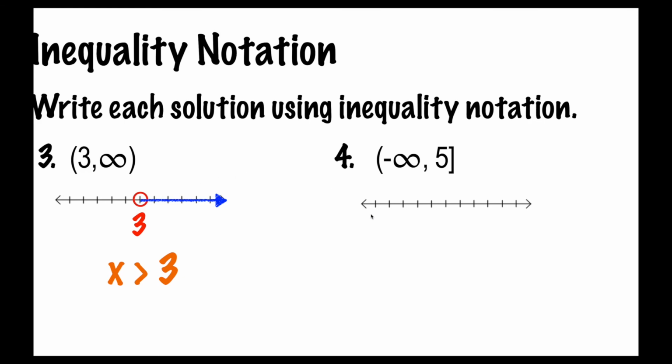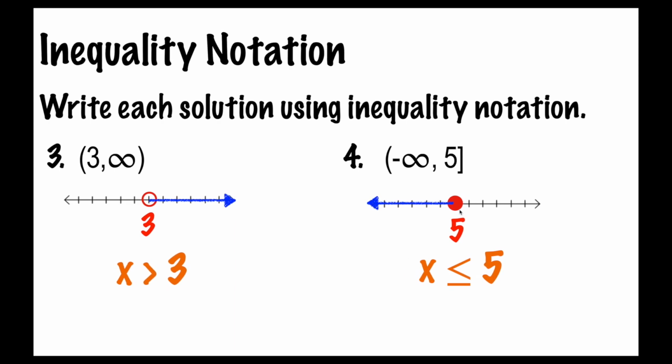And then finally for number 4, again, start with the critical value. This time it's filled in, and that's because it is saying that it's equal to. It's all the values smaller than 5, so we shade this way. And then when we go to write the inequality notation, we're going to start with x and 5, and it's all the values smaller than. So it's going to be less than, but then it's also going to be less than or equal to because 5 is an option here.